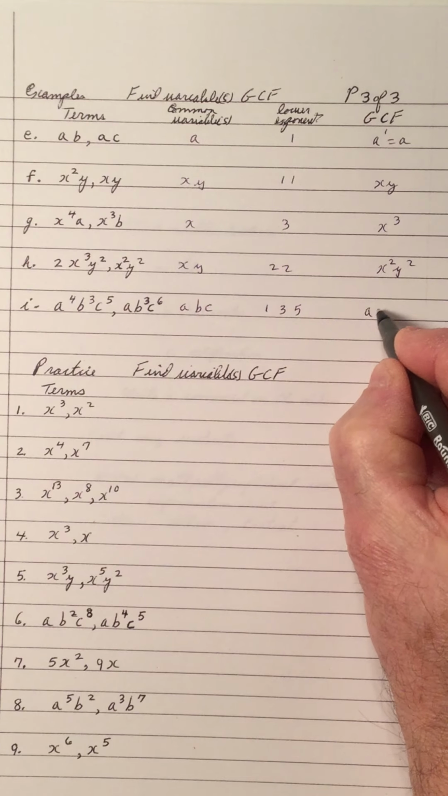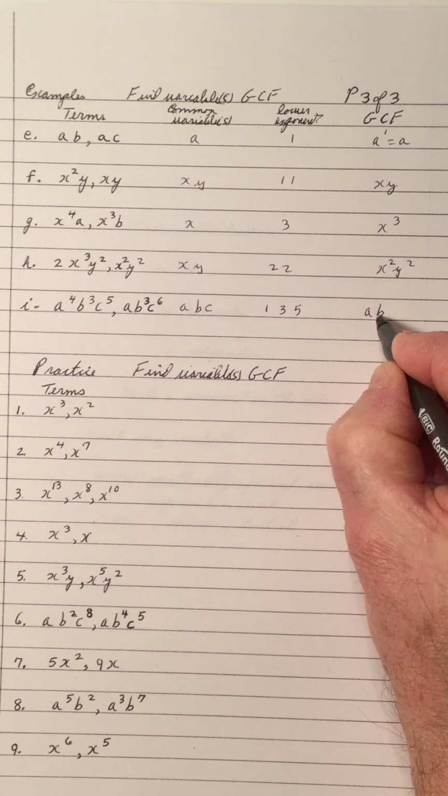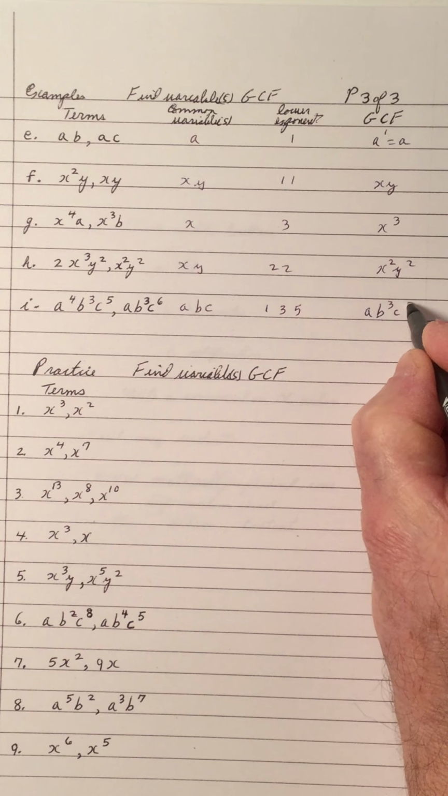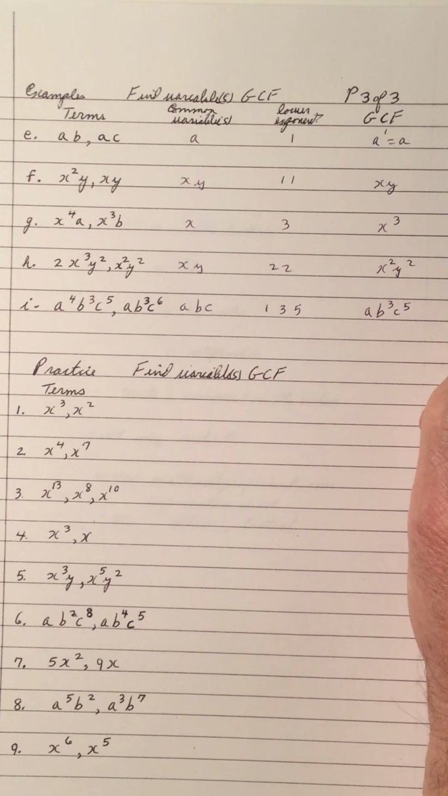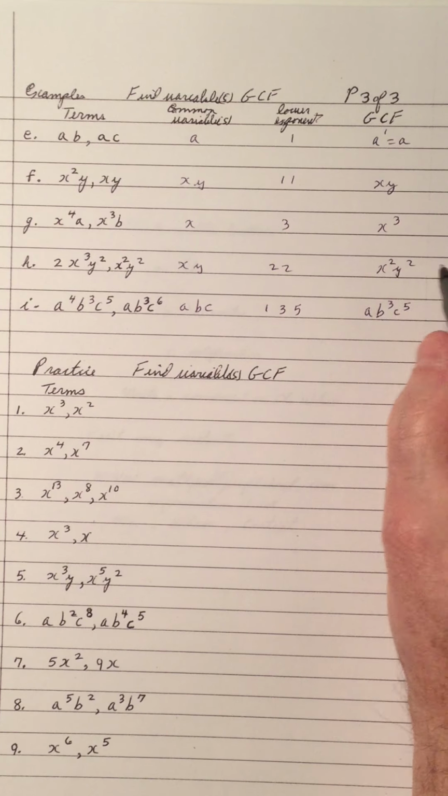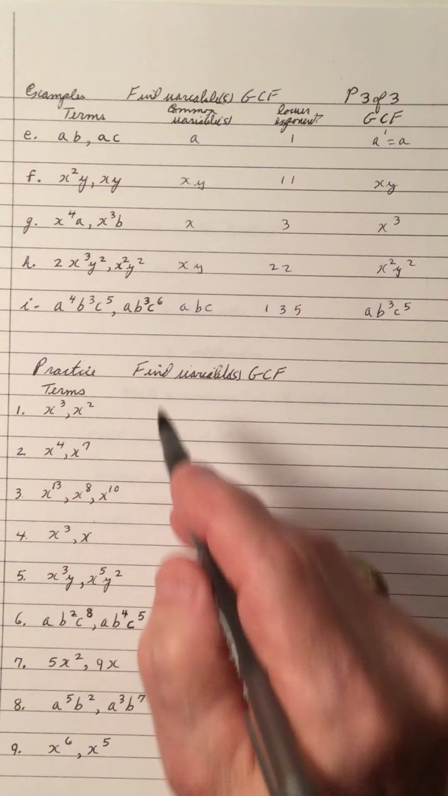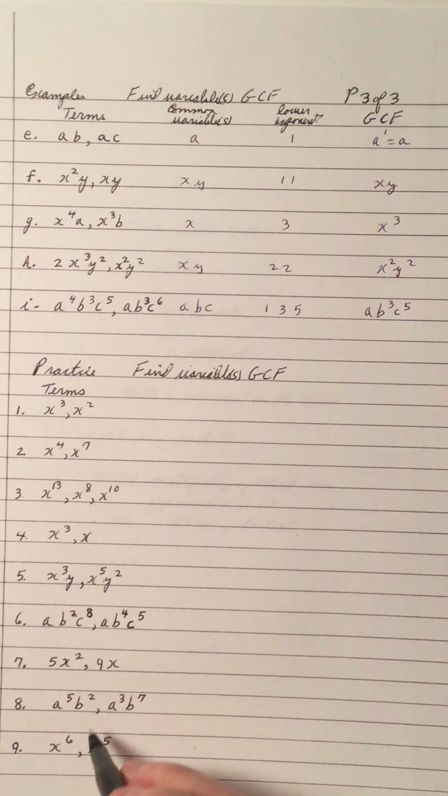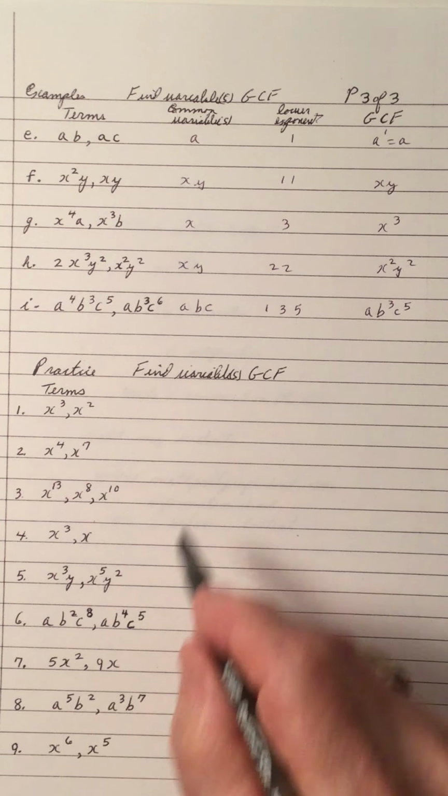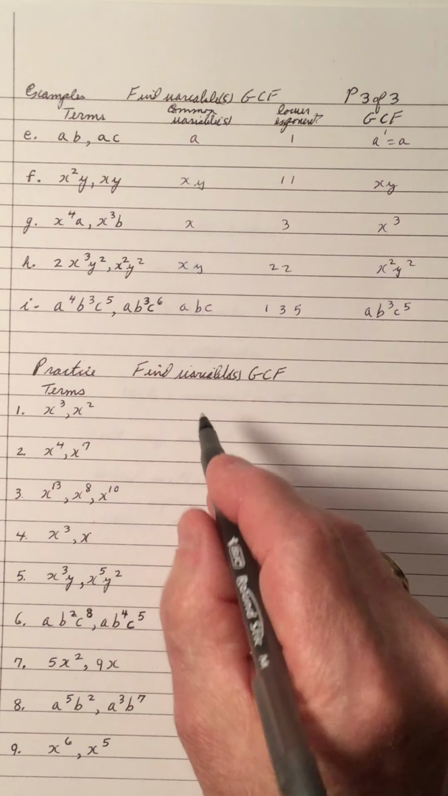So we have a to the 1, b cubed, c to the 5. And that's how we find a GCF. And this is a practice. The practice means pause the video and see if you can get the GCF for these 9. And we'll follow the same procedures up here.